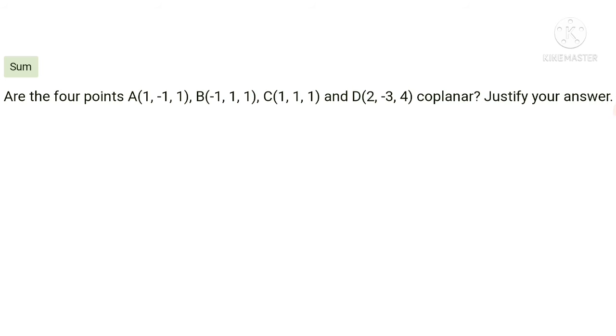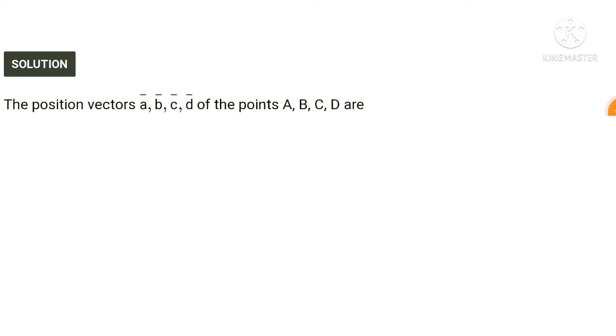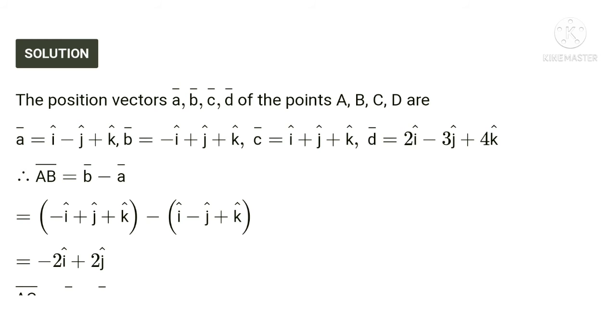Next question number 14. Are the 4 points A(1, -1, 1), B(-1, 1, 1), C(1, 1, 1) and D(2, -3, 4) coplanar? Justify your answer. See, what points are given? A, B, C, D points are given. So let A bar, B bar, C bar and D bar be the position vectors of the points A, B, C, D respectively.